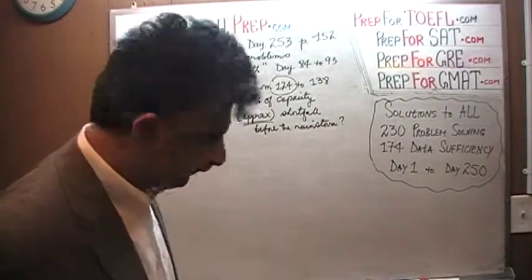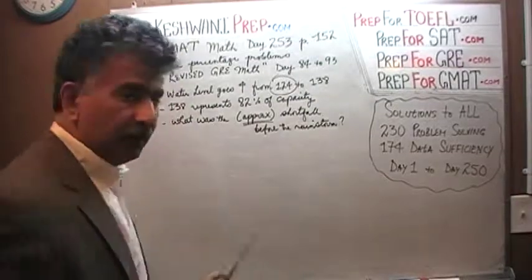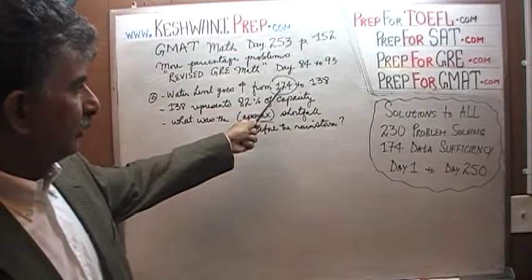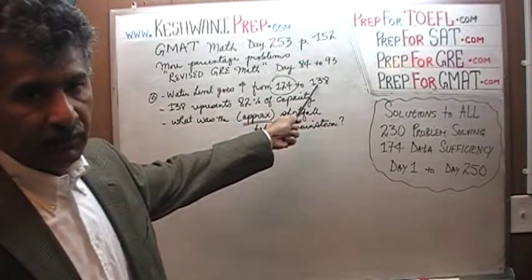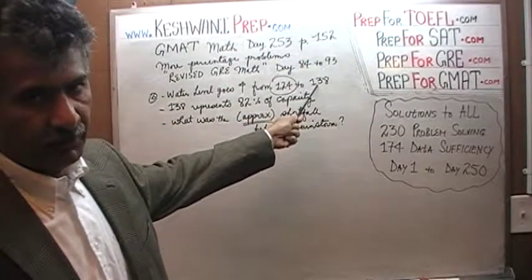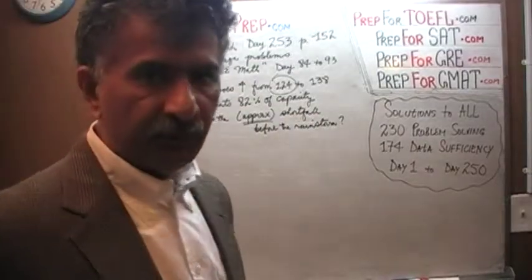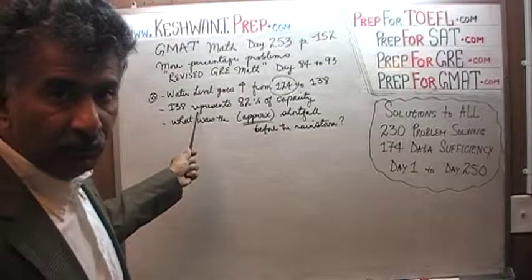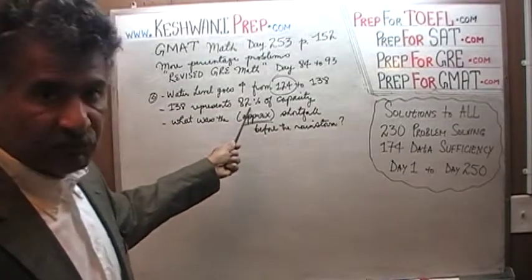Let's do this one. Here we are told that we have a reservoir where the water level has gone up from 124 to 138 as a result of a rainstorm. We are further told that 138, the new level, represents 82% of the capacity.